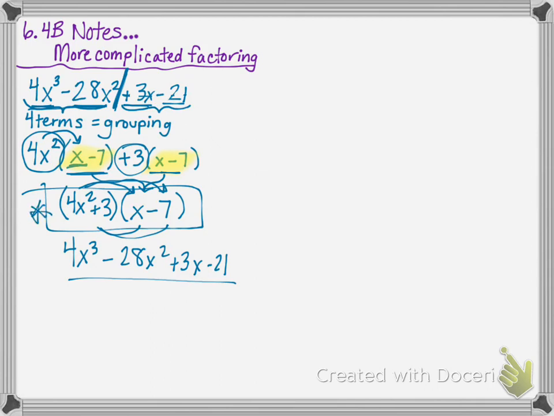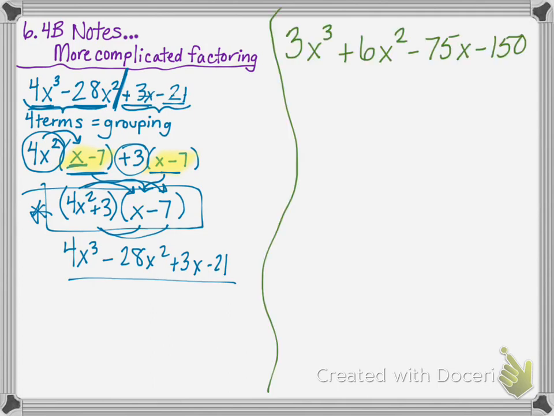Okay? All right. So, magically I have the next example written up here. 3x to the third plus 6x squared minus 75x minus 150. This is the example that's on the top right of your notes. Again, first thing I've got to check is what do they have in common?